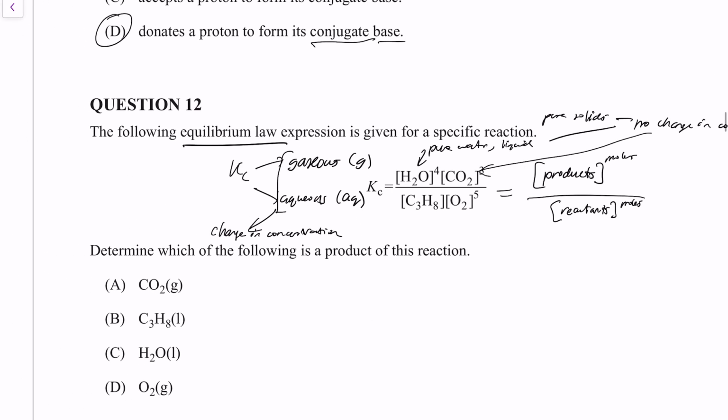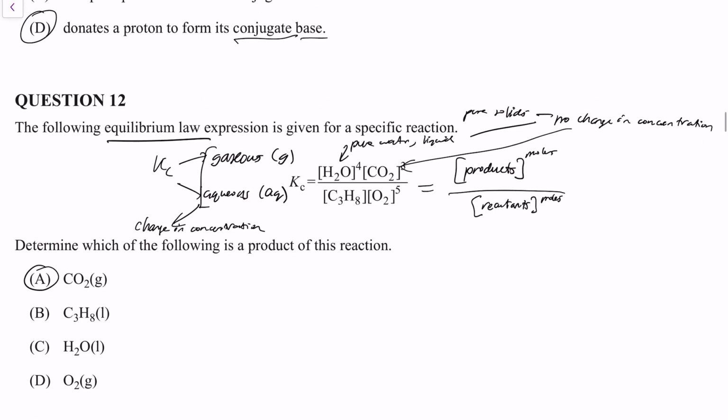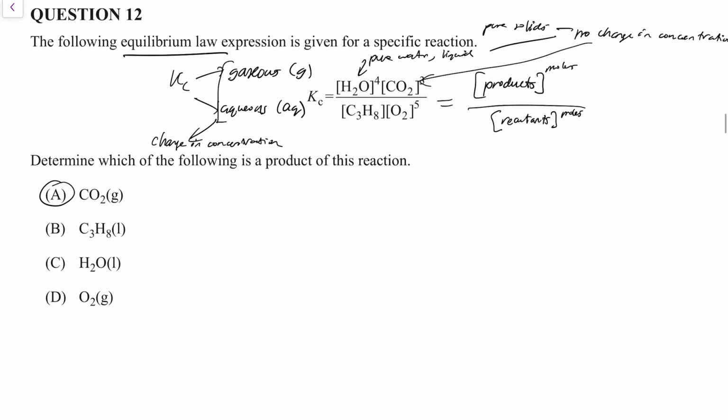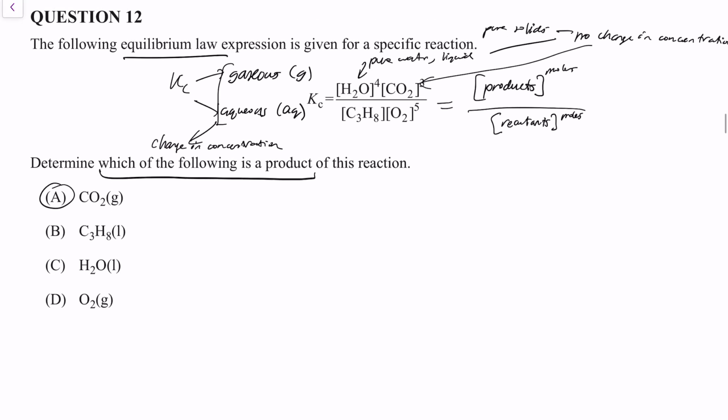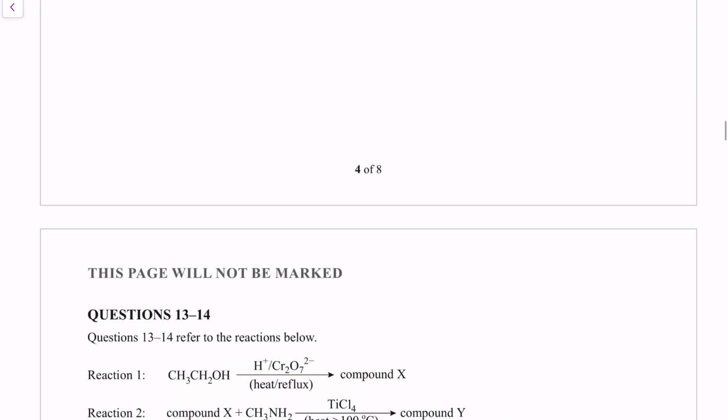So if we were to choose between A and C, we would choose A because it's a gas. You usually just go for the gas or the aqueous part of the law expression when it asks which of the following is a product of the reaction. So it really just depends on you knowing that Kc is only affected by the gaseous and aqueous types of matter, because they can change in concentration.